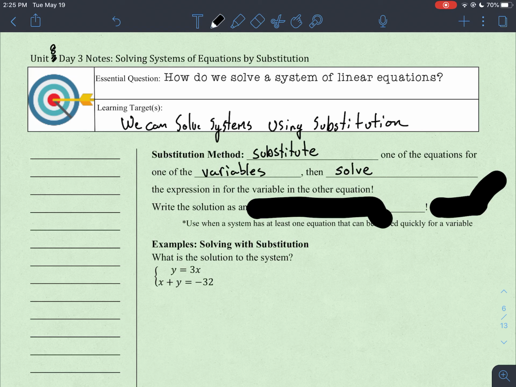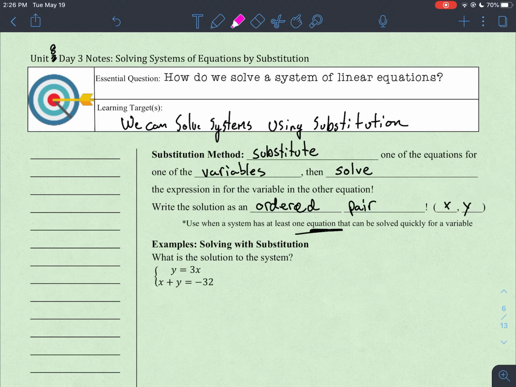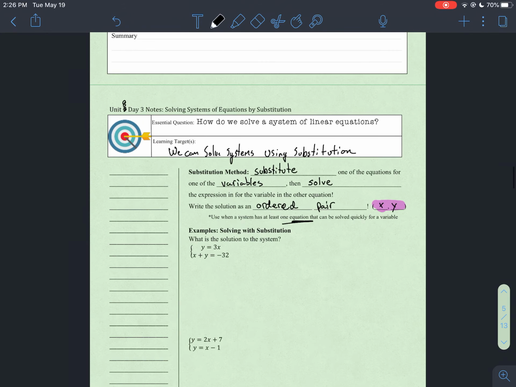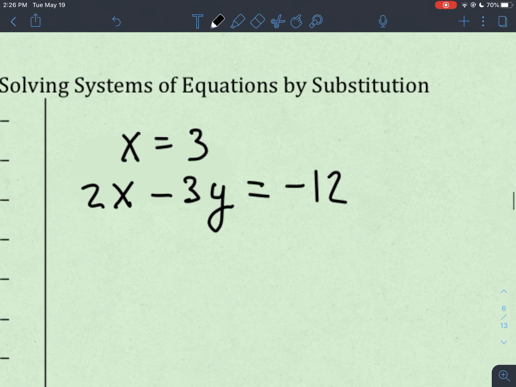So basically in this situation, one equation is already solved for. So we have a situation like this where y is by itself. What we can do, and we'll talk about this in a second here, is we can substitute whatever that is equal to in for that variable. So we're going to solve by substituting an equation, or an expression, in for the variable. Then, as we did with elimination and graphing, we're going to write it as an ordered pair. Ordered pairs, x comma y. Remember, alphabetical order.